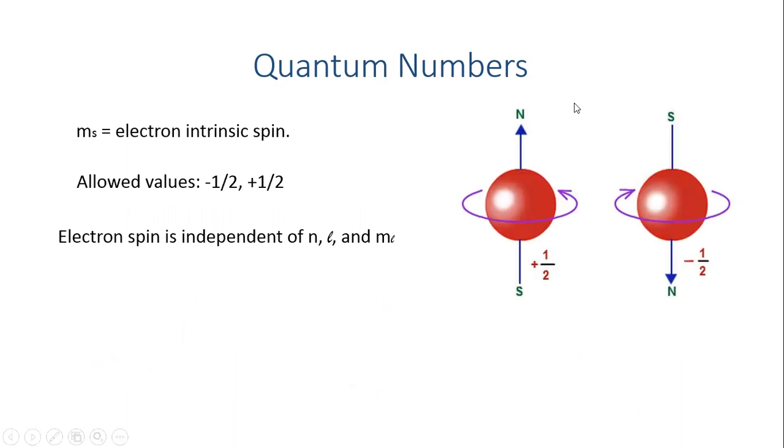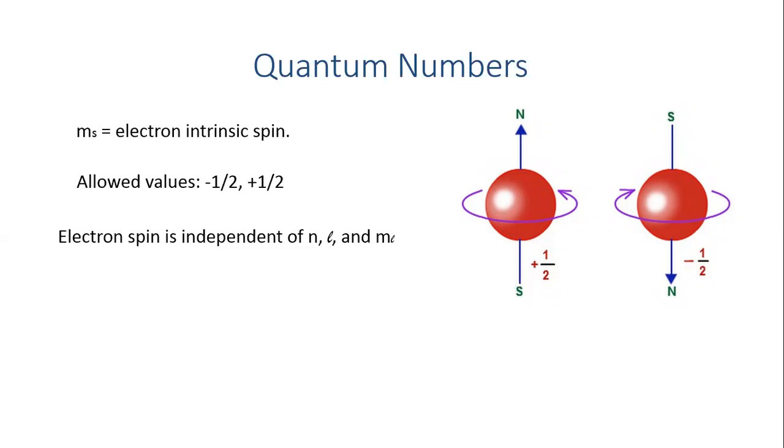Okay, our last quantum number is m sub s. This describes our electron intrinsic spin. Now the word intrinsic is very important here. There's been a lot of studies talking about the electron spin, and a lot of people have thought that it is talking about the angular momentum of the electron.